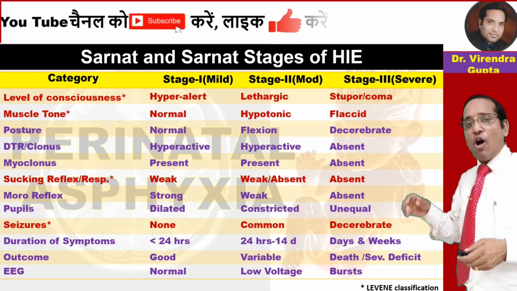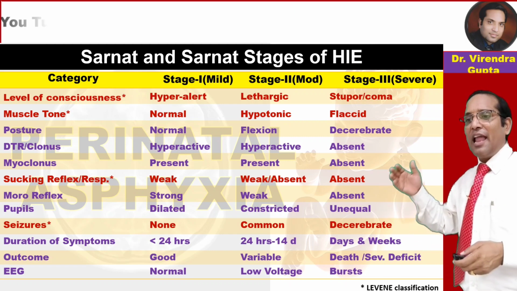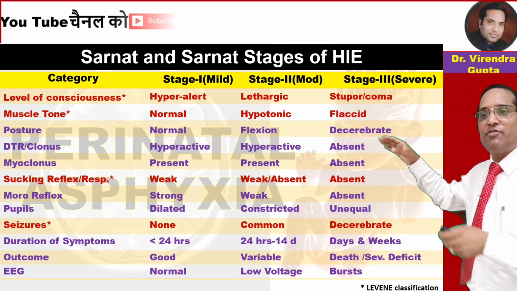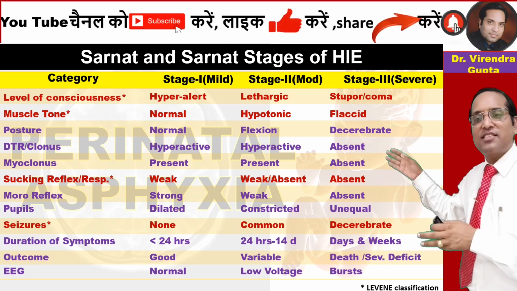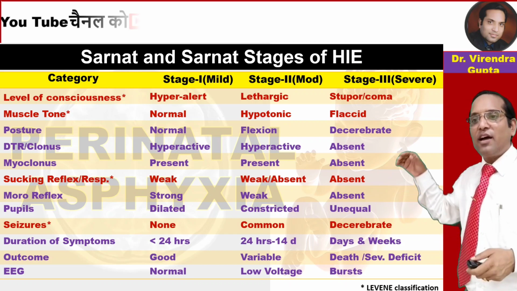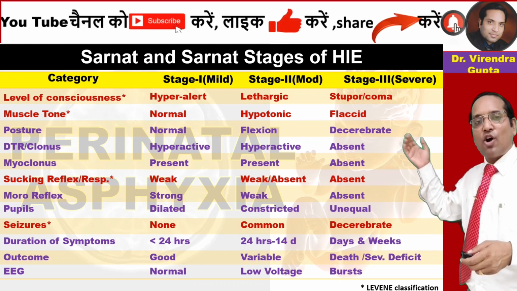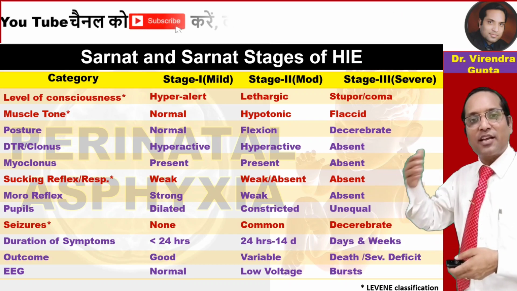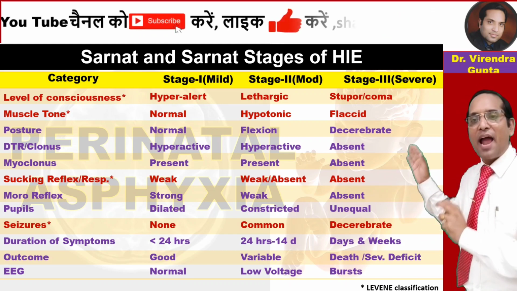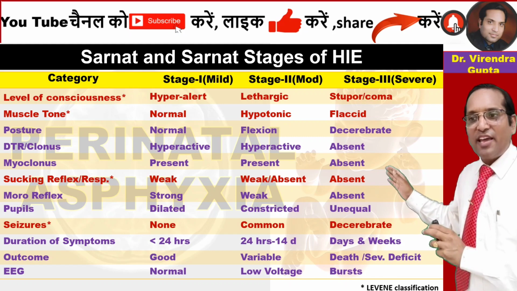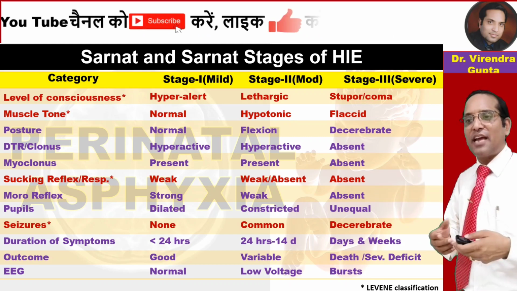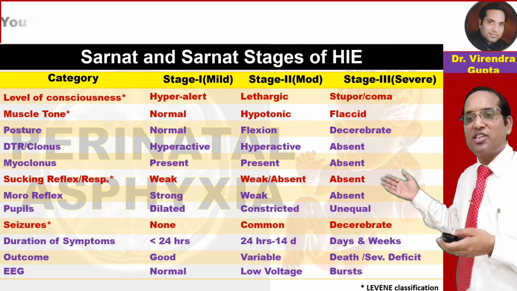This is also mentioned in the Levene classification, with the key points being level of consciousness, muscle tone, sucking reflexes or respiration, and seizures. If the child is hyperalert with normal muscle tone, weak sucking reflexes or respiration, and seizures are not present, this is stage 1 or mild HIE.